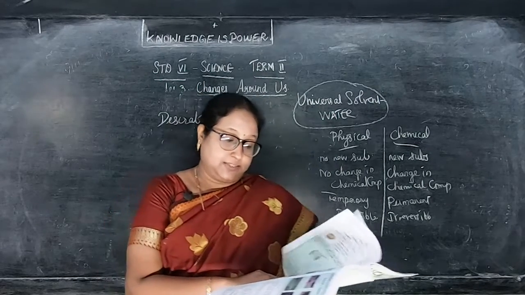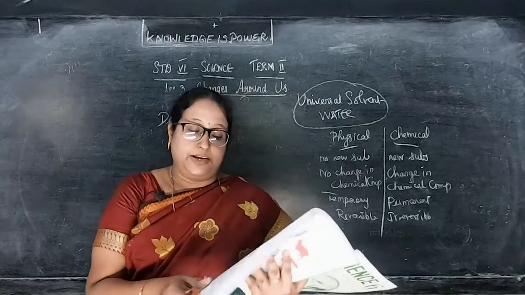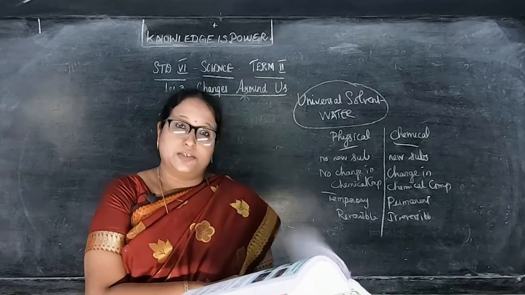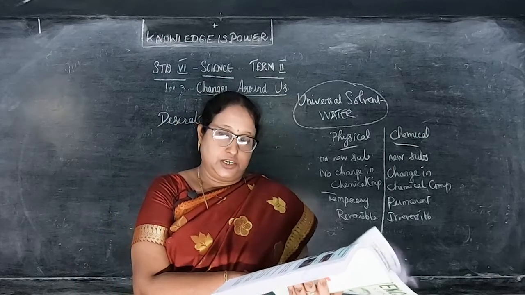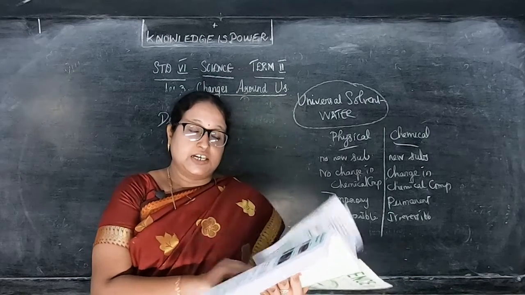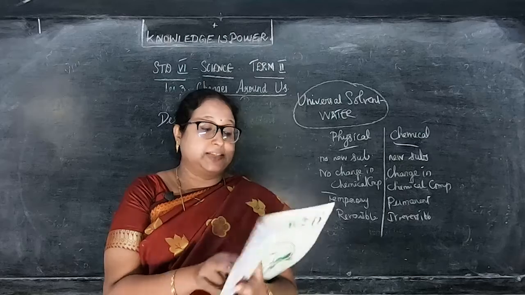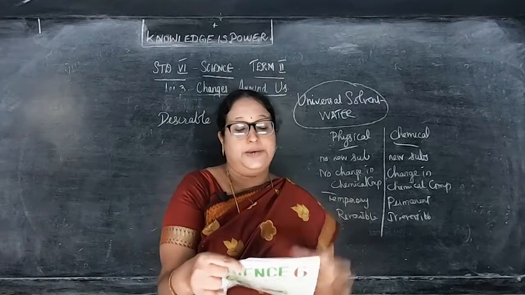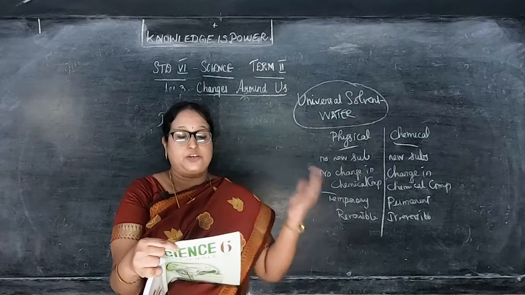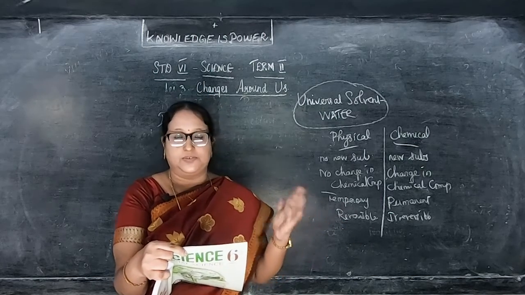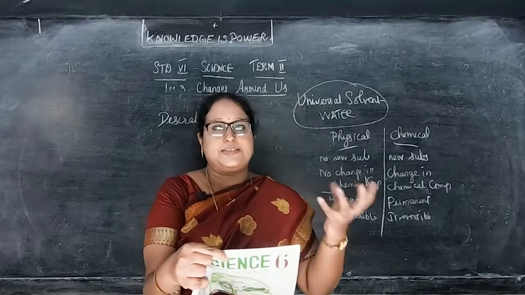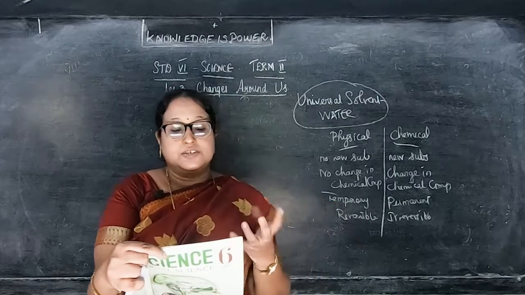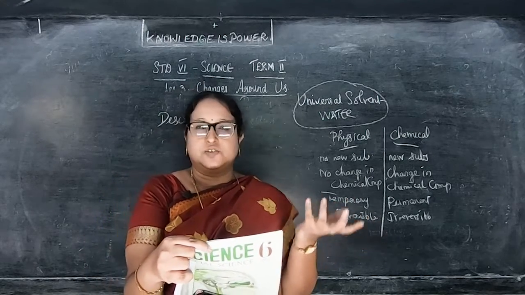Then desirable and undesirable I gave to you, and natural and man-made. Okay children, then points to remember they have given: everything in this world undergoes changes. Changes occur in position, shape, size, state, color, temperature, composition, etc. Fast change takes a short period of time, slow change takes a long period of time. Reversible means it comes back to its original state. For example, a rubber band: if you stretch it, it comes back to its original state. That is reversible. Irreversible cannot go back to its original, like rusting of iron.